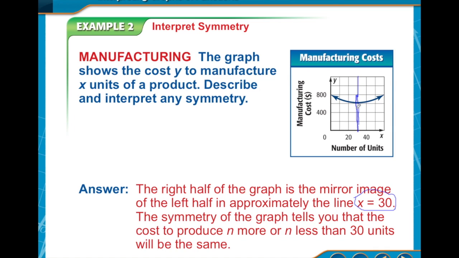So at that line, we see it's perfectly symmetrical on the left and on the right. And that's all we have to talk about for this problem. The symmetry is about the line x equals 30. Remember, anytime you see x equals, that's going to be a vertical line. X equals is a vertical line for whatever point you're given.